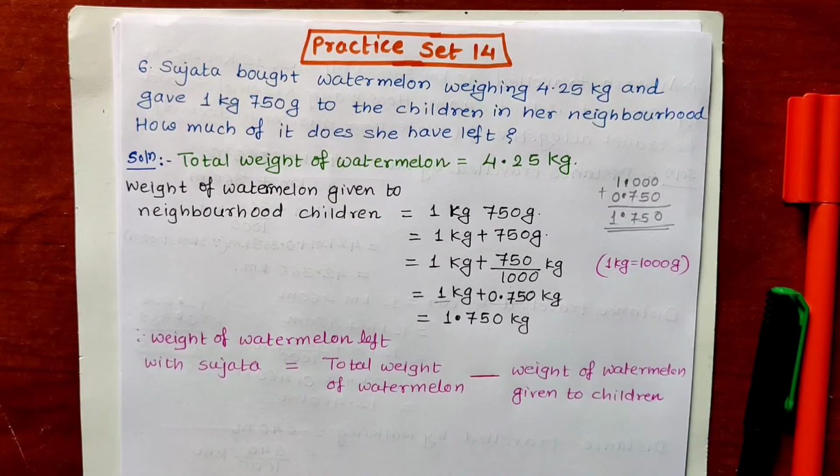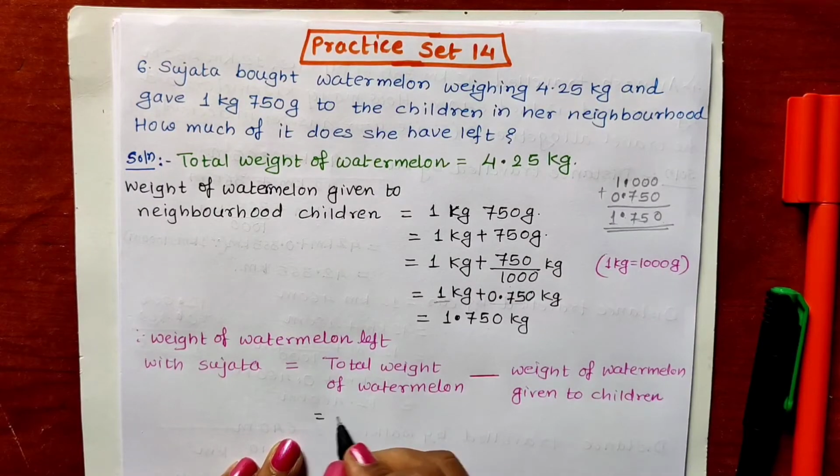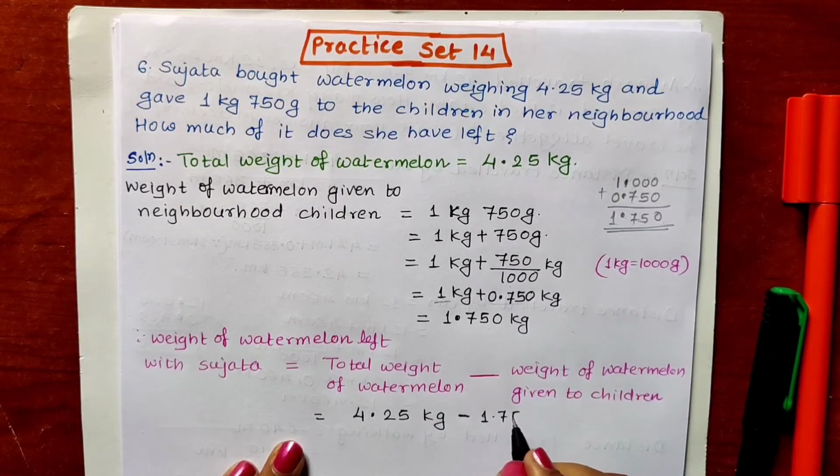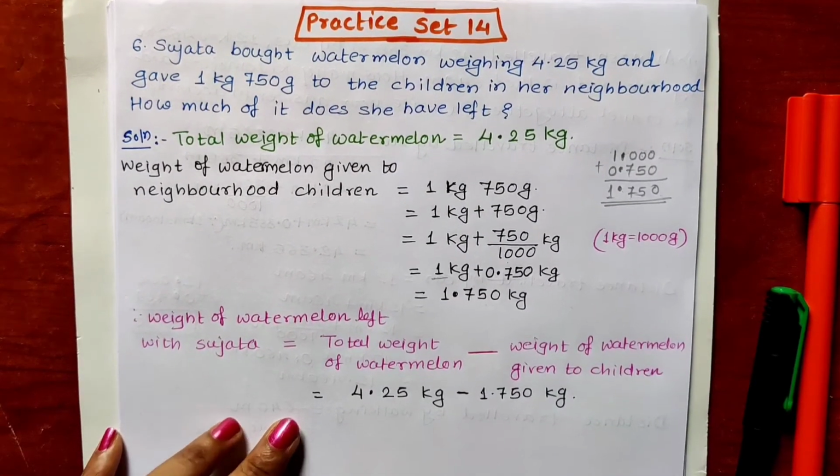So what is the total weight of watermelon? Total weight of watermelon is 4.25 kg. How much she gave to the children? 1.750 kg. Now subtract. We all know how to subtract this. So let us subtract.